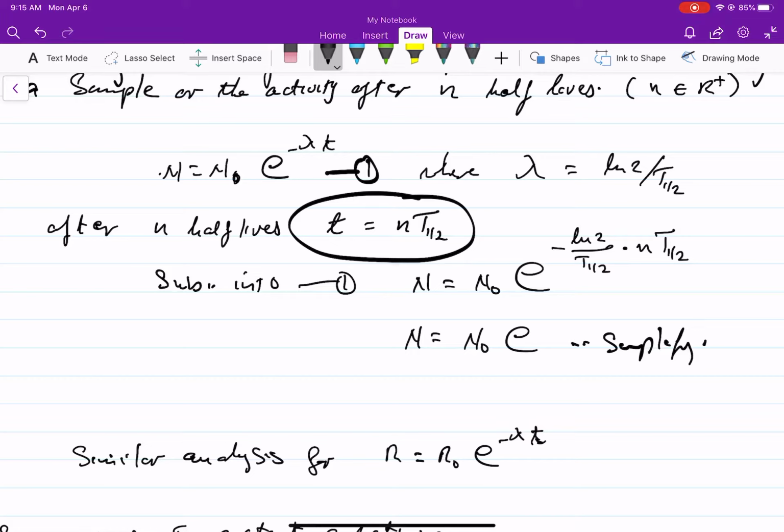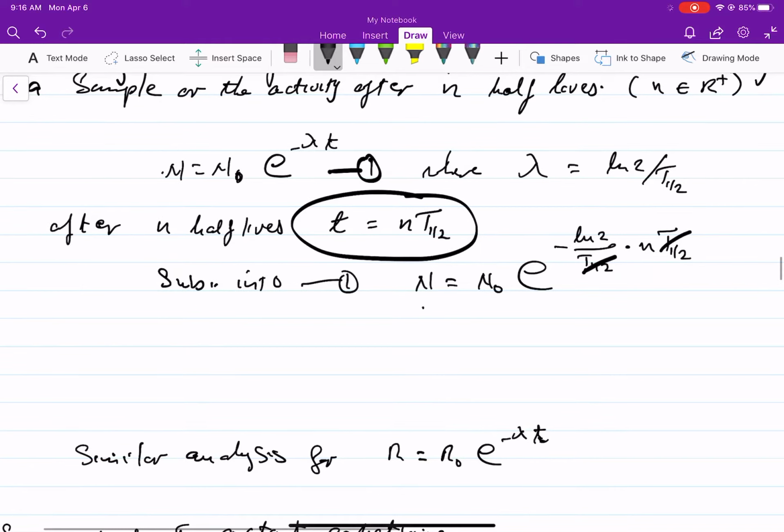Now what we're going to do, we're going to plug in n t half for the value of t. If we did that, we're going to get N is equal to N0 e to the minus, for lambda, I'm plugging in ln 2 upon t half, and for t, I'm plugging in n times t half. Well, guess what? The t halves cancel out. What's left? N is equal to N0 e to the minus n ln 2.